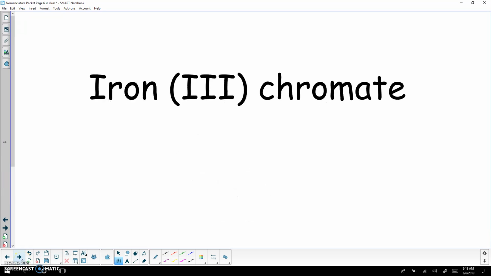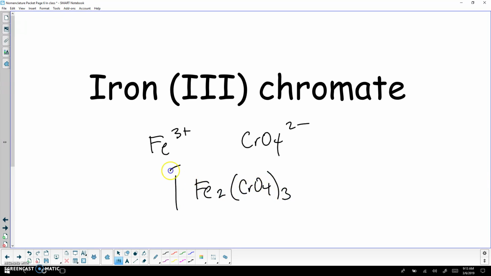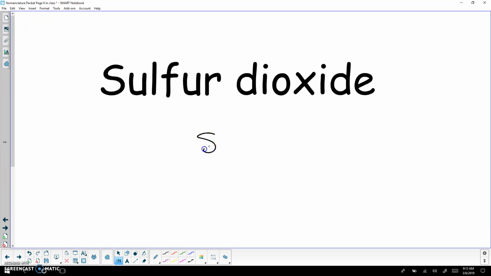All right, iron 3 chromate. That tells me iron's charge is 3 plus. Okay, and chromate is CrO4, and its charge is 2 minus. Fe, and the 2 comes down here. Chromate goes in parentheses, 3 outside. Fe2(CrO4)3. Finally, sulfur dioxide, 1 sulfur, 2 oxygens, SO2.